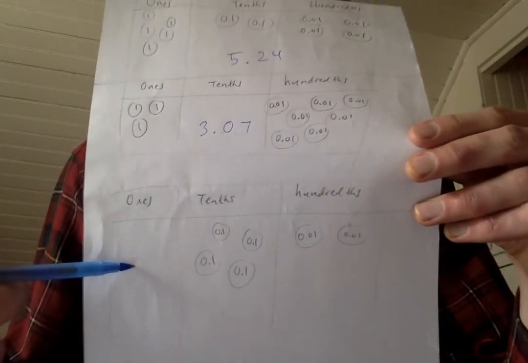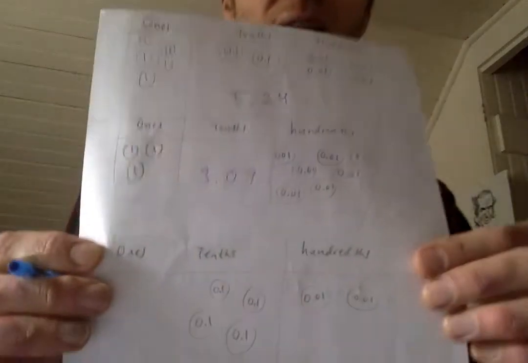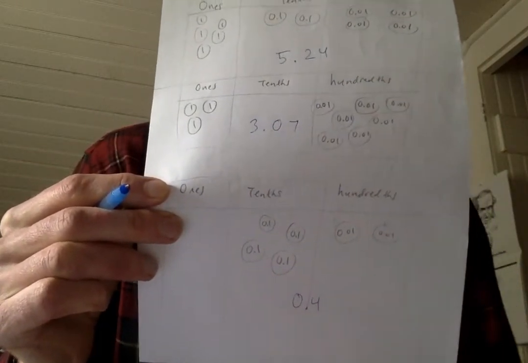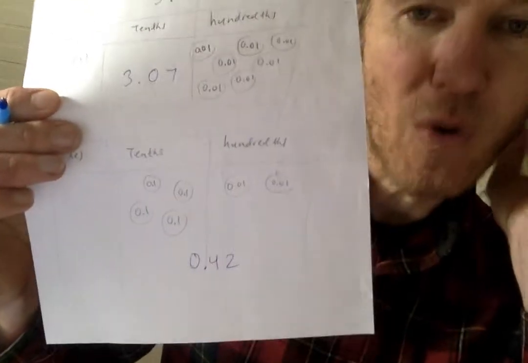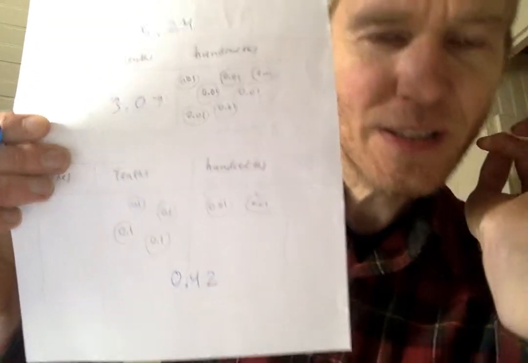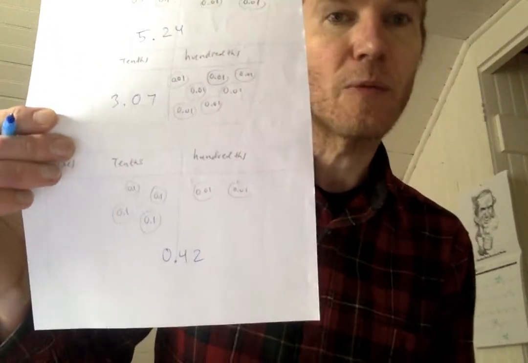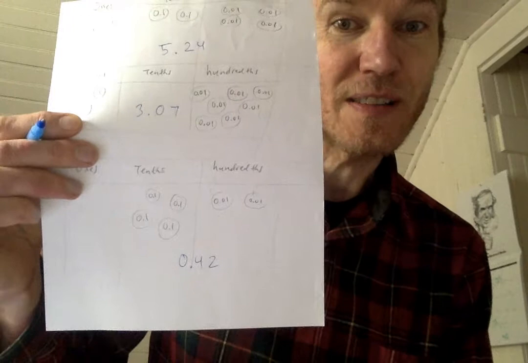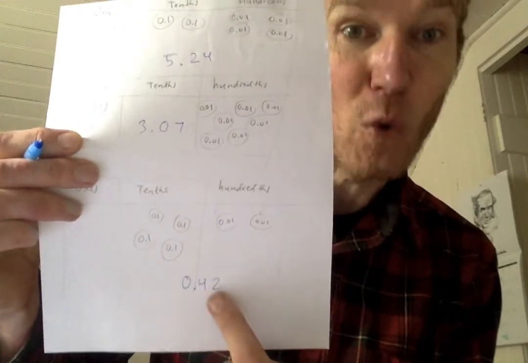We've got no ones at all. So it's going to be 0 point something. 0 point, what's going to be in the tenth spot? Well, we've got 4. It's going to be 0.4. And then what's in the hundredths? 0.42. 2 hundredths. So the way you read that is 0.42. Notice how 4 tenths are the same as 40 hundredths.